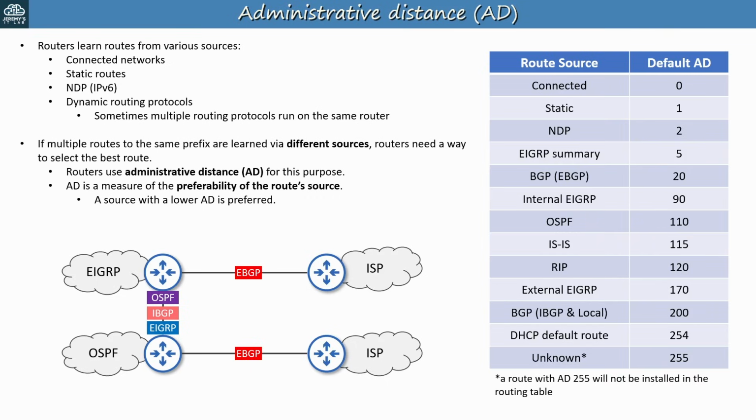Hopefully, you already know most of these default AD values from your CCNA studies, but if not, I recommend memorizing them. At this point, you might not understand the difference between, for example, eBGP, iBGP, and local BGP routes, or internal and external EIGRP routes. That's fine. Just use the flashcards to learn these values, and we'll cover the different route types later in the course.